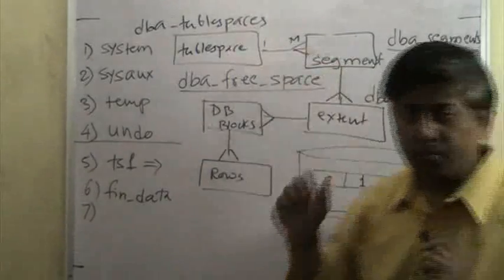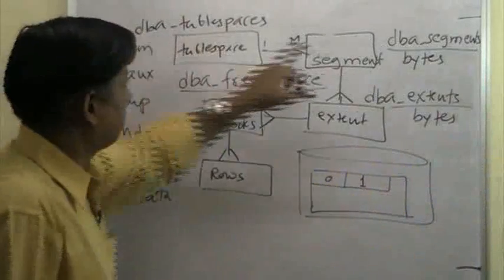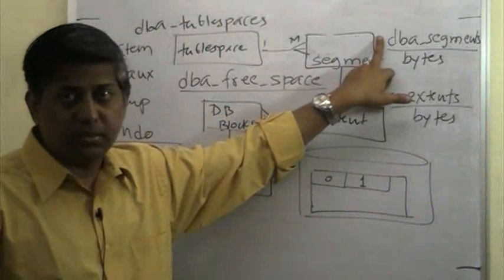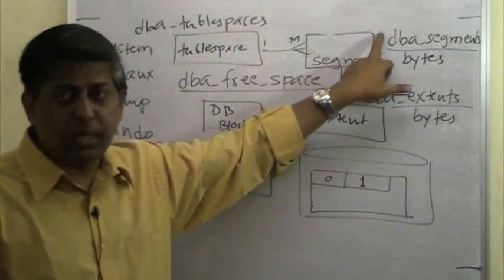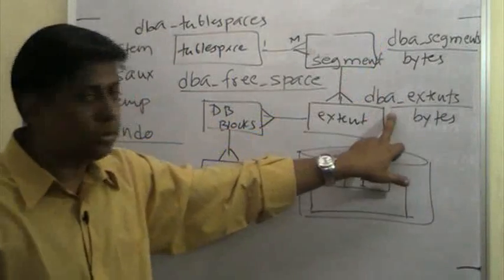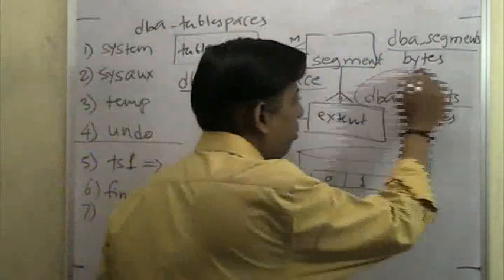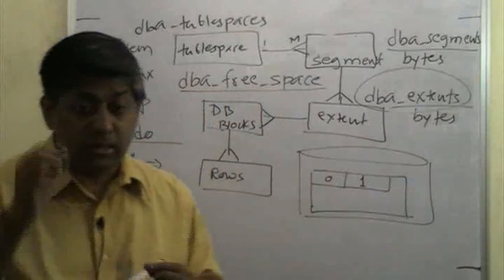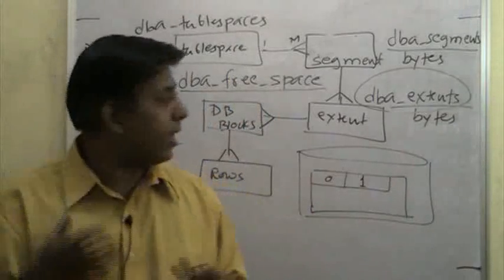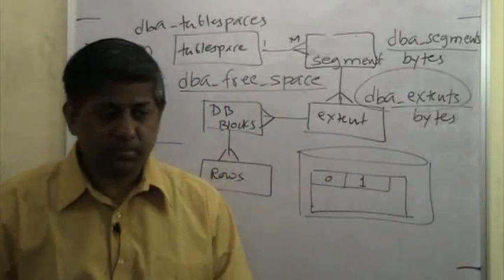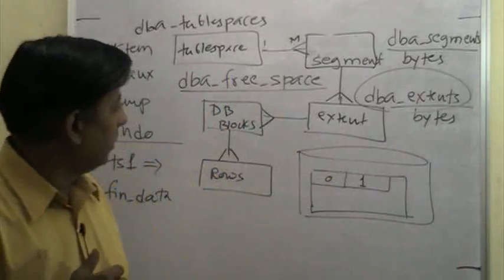And these are the data dictionary views: DBA_TABLESPACES, DBA_SEGMENTS, either DBA_TABLES or indexes, that is also fine, and DBA_EXTENTS. From my point of view, this is very important because it tells you at the lowest granular level what kind of sizes are there. Okay, so this is it.